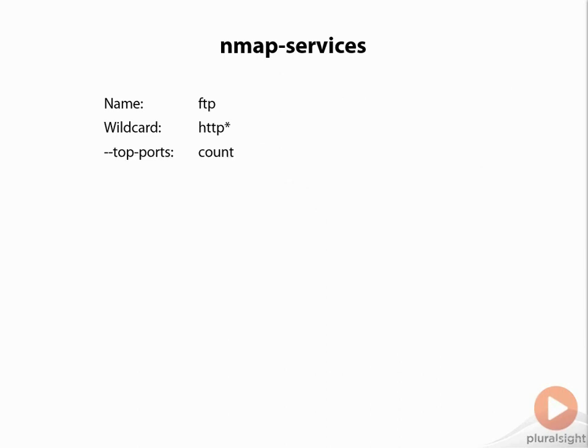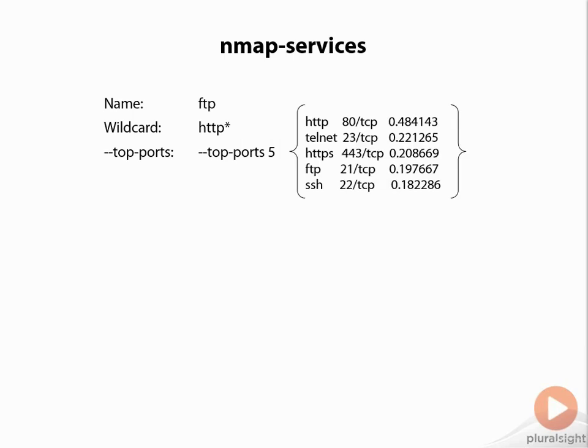The --top-ports flag allows you to specify a count of the top most frequently used ports. For example, specifying a count of 5, the TCP ports that would be scanned are HTTP, Telnet, HTTPS, FTP, and SSH. The ports are selected based on the values in the frequency column of the nmap-services file.